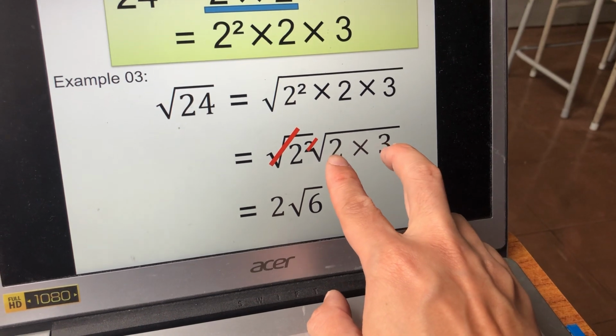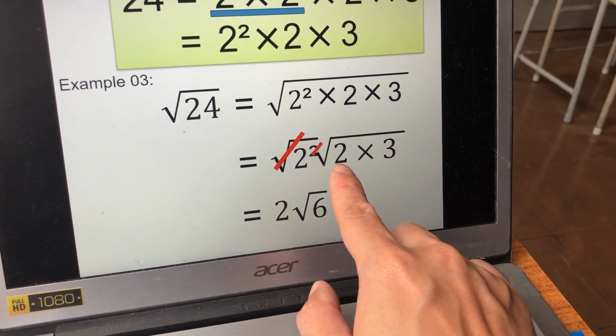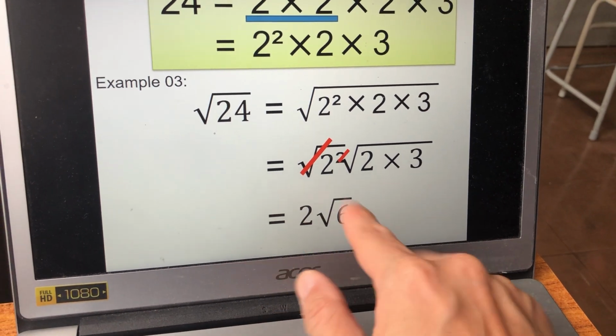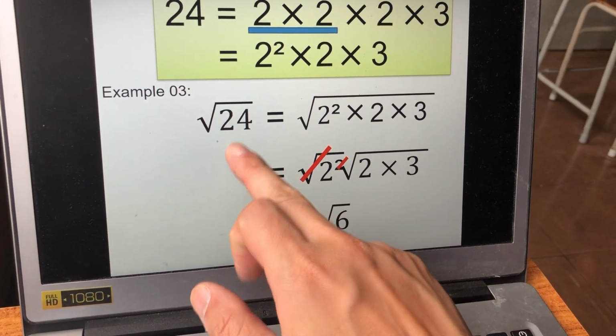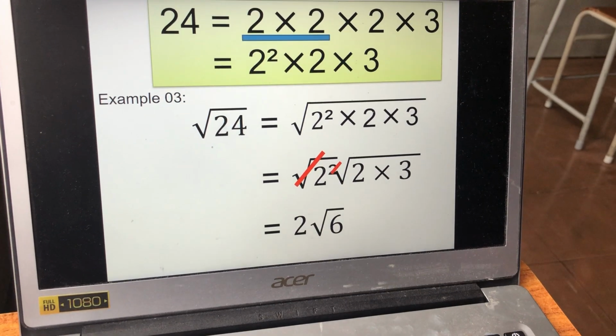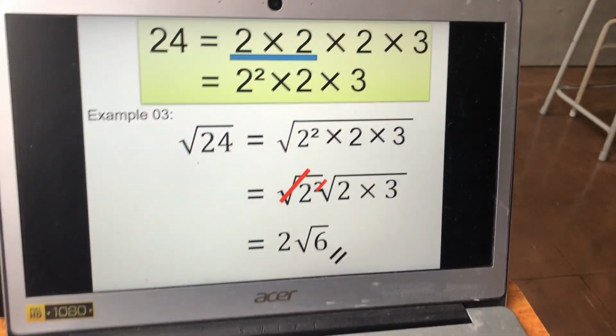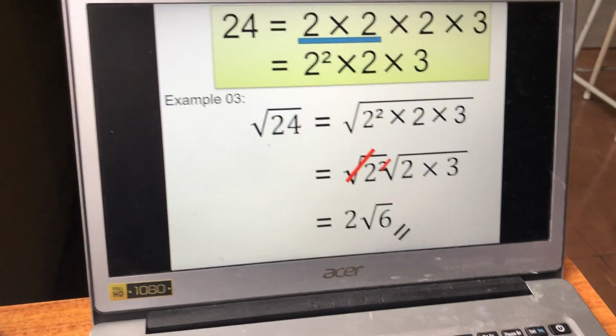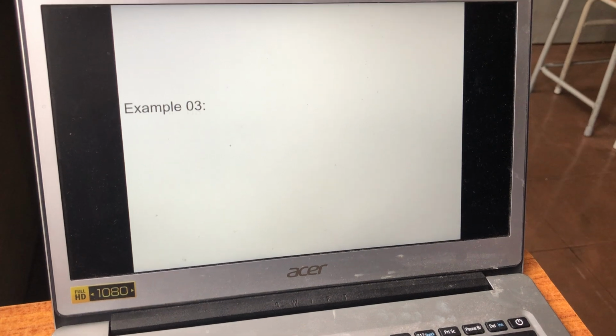Now you may bring them back. 2 times 3 becomes 6. So that the result is square root of 24 equals to 2 times square root of 6. Then we can stop here. Right? So let's do one more.